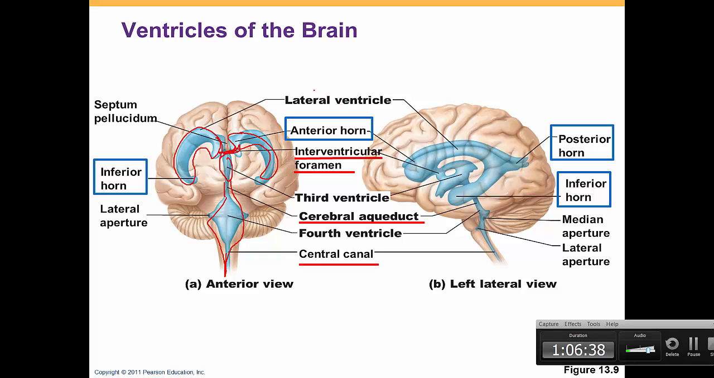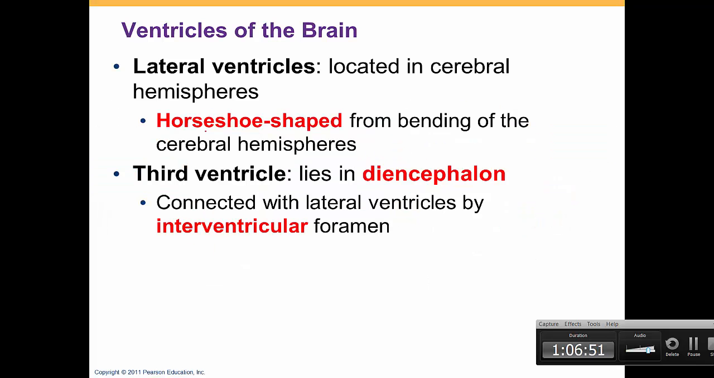Also, you need to know the parts of the lateral ventricle. You have an anterior horn, a posterior horn, and an inferior horn. And as you can see, it's like a C shape or horseshoe shape. So the lateral ventricle has a C-shaped or horseshoe shape. Then the third ventricle, as we covered before, is surrounded by the diencephalon on each side.